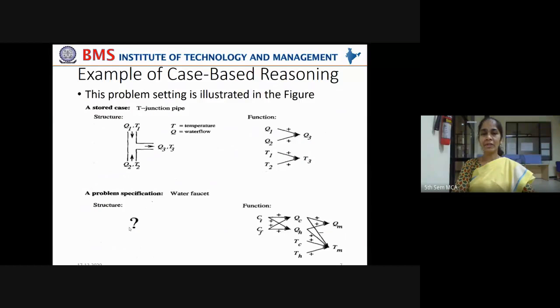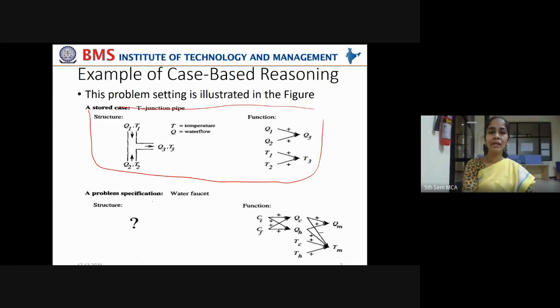So this problem setting is illustrated in this figure. See now how a particular structure of the tap design is stored in the library. Let us see. Now this entire thing is one design having its structure and the functionality associated with this structure. In this example given in the CADET system, 75 such designs are stored.